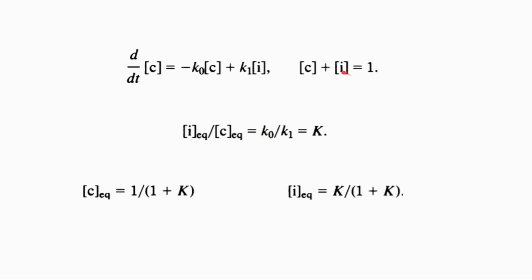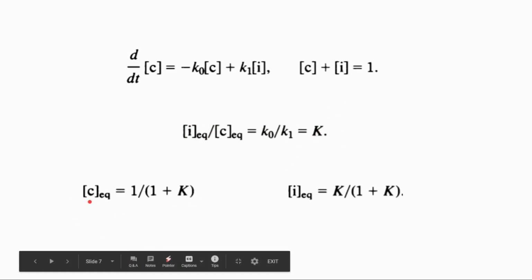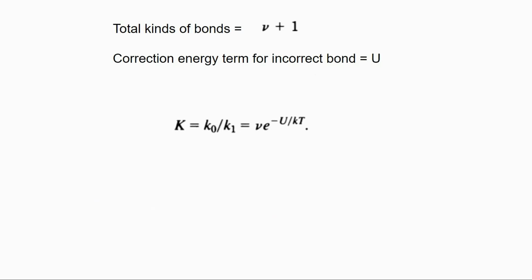And of course, using these two equations, we can write the equilibrium fractions in terms of k. But here, using statistical mechanics, we can actually write an expression for the equilibrium constant. So consider that the total kinds of bonds are v plus 1. This includes the correctly placed and incorrectly placed bonds. So out of these, there is only one correctly placed bond, and the rest of the v bonds are the incorrectly placed ones.